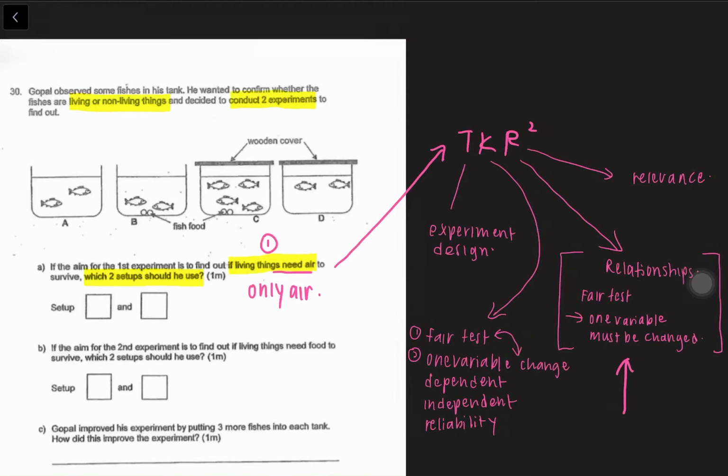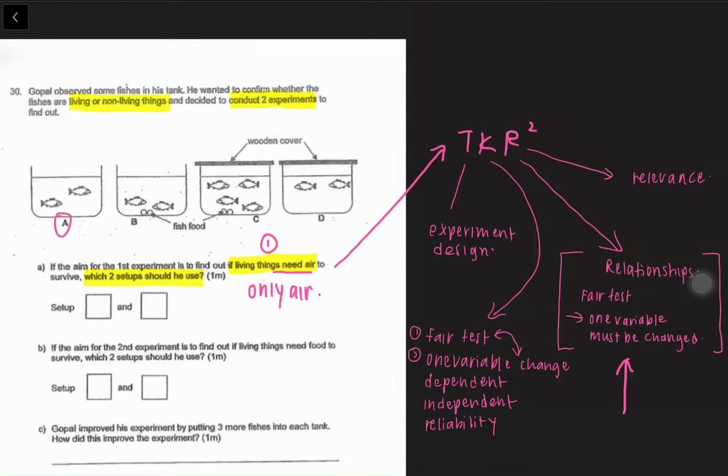So let's compare. Let's compare A and B. What is different? Two fishes, no cover, but we have fish food. So fish food is the only thing that is different between these two setups. Are we testing for fish food? No, we're not. So A and B are not the two setups that we need to use.